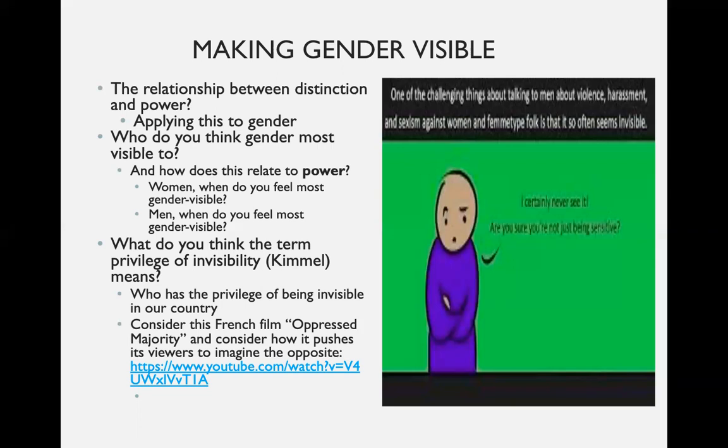For men, when I ask, where do you feel gender visible? Oftentimes they have a harder time answering this question. And that's because the way society is set up, men are not usually in positions where they're gender visible.